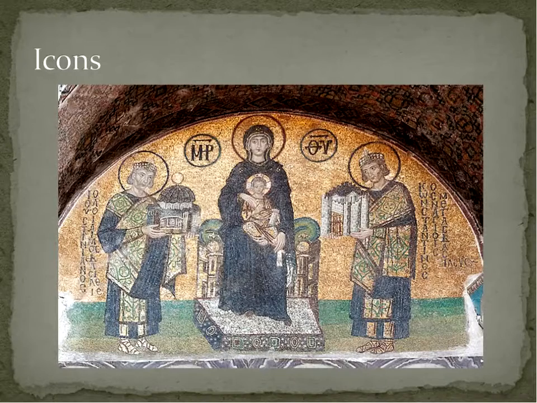This particular image is of Constantine here, Justinian here, presenting before Mary and Jesus the city of Constantinople, or model of the city of Constantinople by Constantine, and a model of the Hagia Sophia Church by Justinian. So the prominence of Mary, Jesus, of course, depicted as a child.